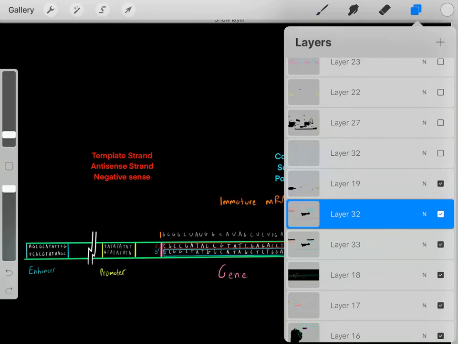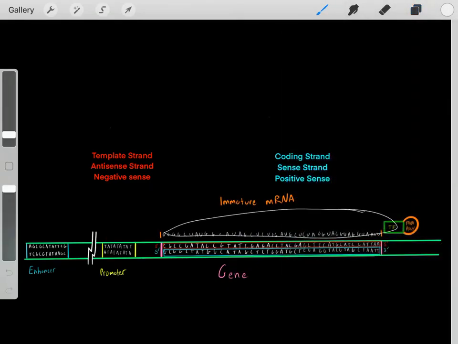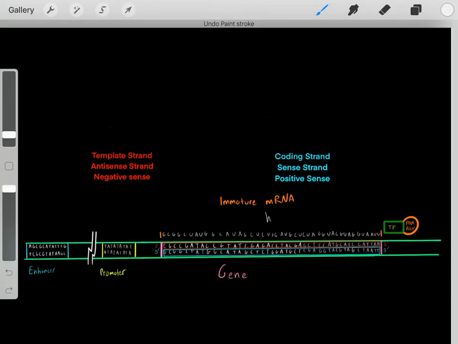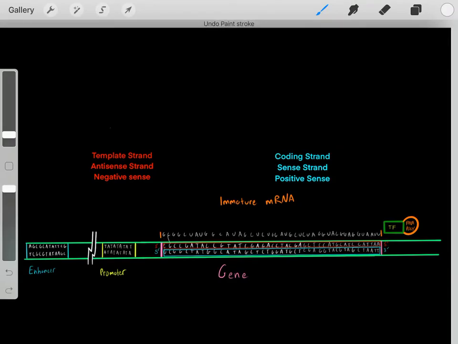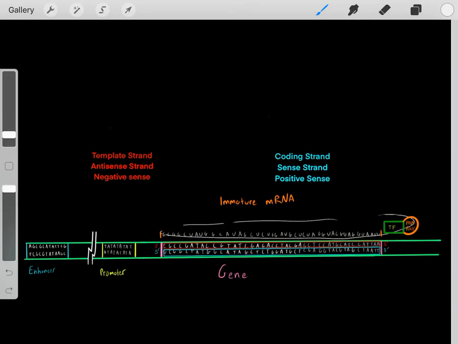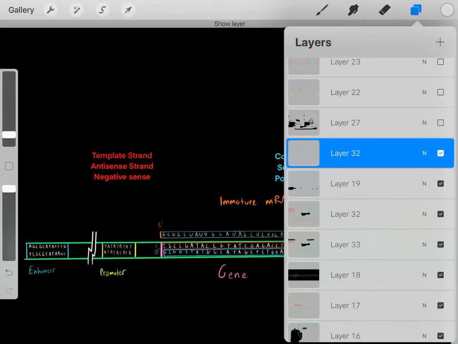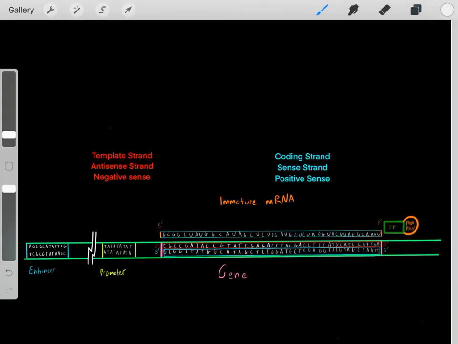So now we make our immature mRNA, and sometimes it's also called hnRNA. But for this video, I'm just going to call it the immature mRNA. So we use our template strand as a template to add these complementary base pairs to make our immature mRNA. And will this immature mRNA be considered positive sense or negative sense? Well, it would be considered positive sense. It's positive sense because it's complementary to the negative sense strand.